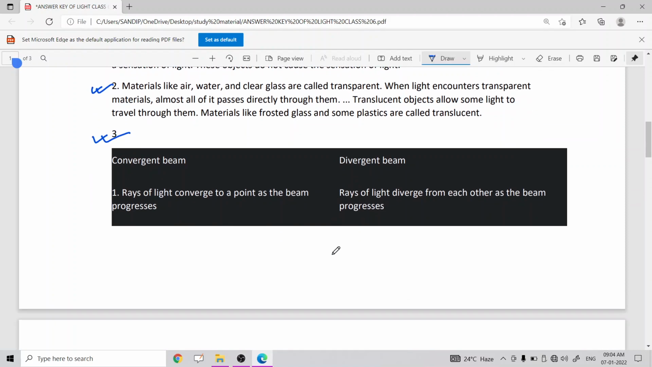Now we move to question number 3, the difference between convergent and divergent beam. Here we can see convergent beam means rays of light converge to a point, and divergent beam means rays of light diverge from each other.